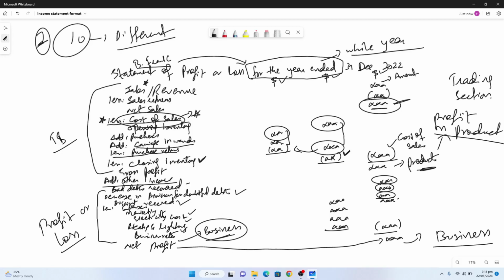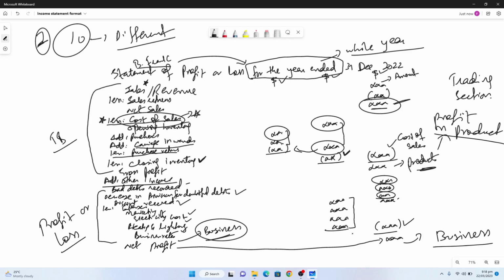Then we have less expenses: marketing expense, electricity cost, lighting and heating, business rates. So you add all of these expenses. There could be more than 4 expenses, more than 2, more than 8. It depends on the question. I have only written down 4 expenses so that you could get to know about this. If I give you an example of expenses, depreciation would be there. An increase in allowance for doubtful debt is also an expense. So there are many expenses. Sundry expenses is there, and equipment rental is there.